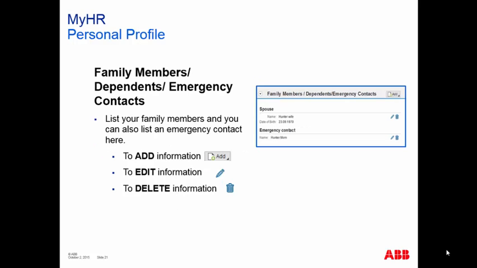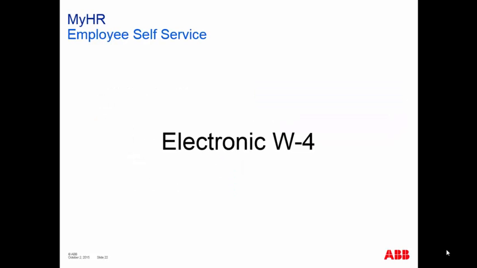In your personal profile, you have the option to list all of your family members, dependents, as well as your emergency contacts. And from this section, you'll be able to add, edit, or delete as you see fit. So now we're going to discuss your electronic W-4.